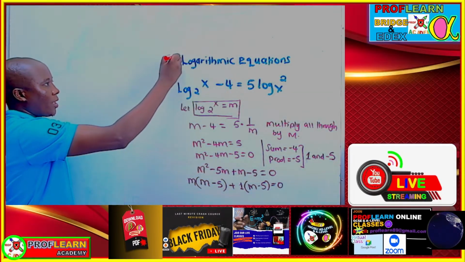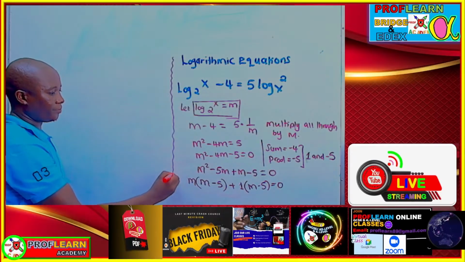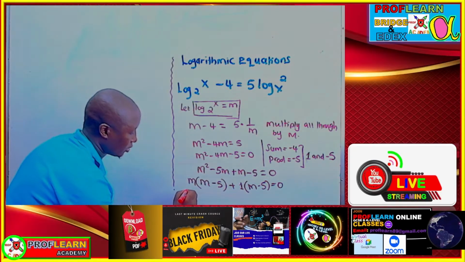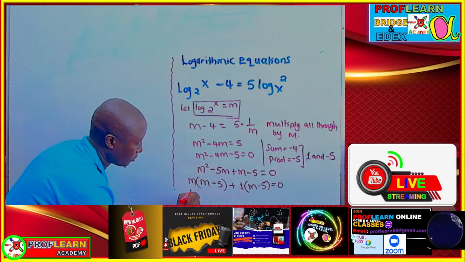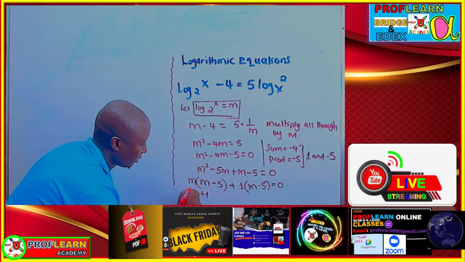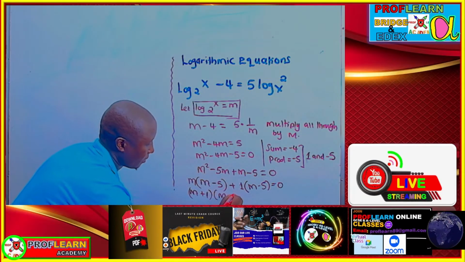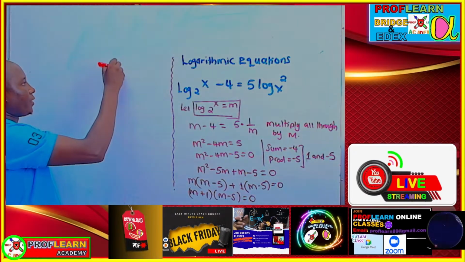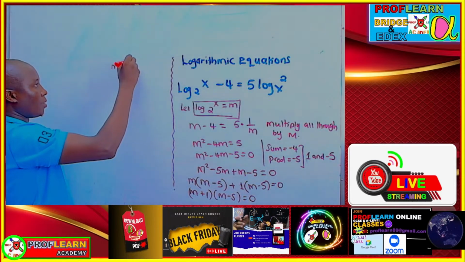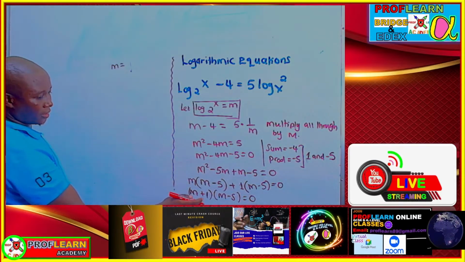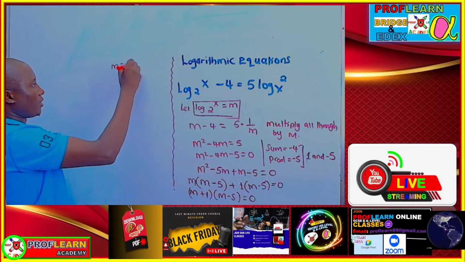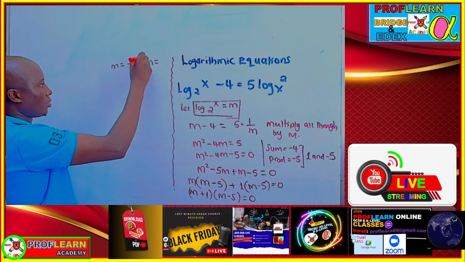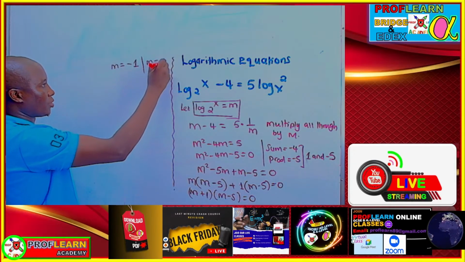Then we can now go ahead in order to solve for this. This can simplify to become m plus 1, m minus 5 is equal to 0 as the equation. Therefore m is equal to negative 1, because this equal to 0 will give us m is equal to negative 1, and this equal to 0. m is equal to what? m is equal to 5.